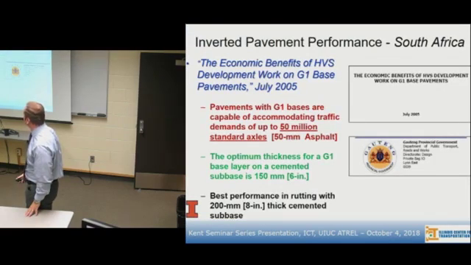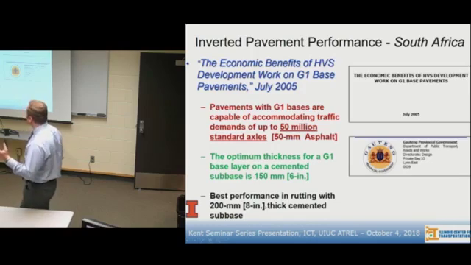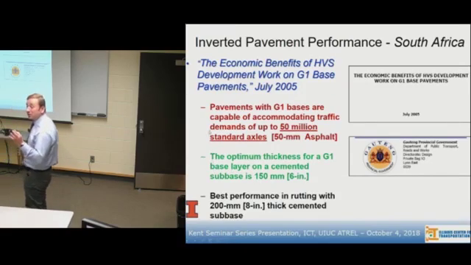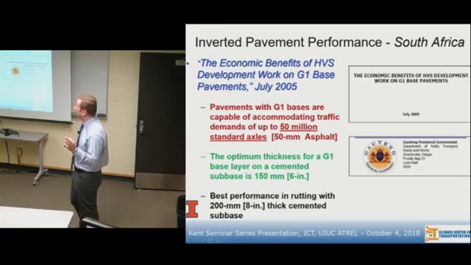So this has been quite successful again, and there are some reports listed here on the economic benefits of HVS development work on G1 base that actually proved that a G1 base built as such on stabilized subbases could go up to 50 million standard axles with only 2 inches of asphalt surface. Optimum thickness for the G1 base on a cemented subbase is 150 millimeters, 6 inches. And the stabilized layer is about 8 inches thick, according to what they say are the optimized values.